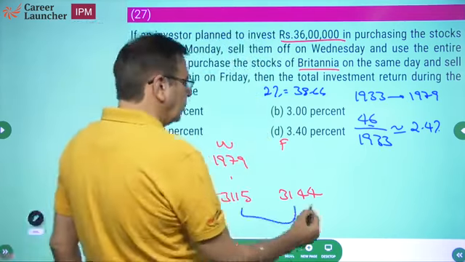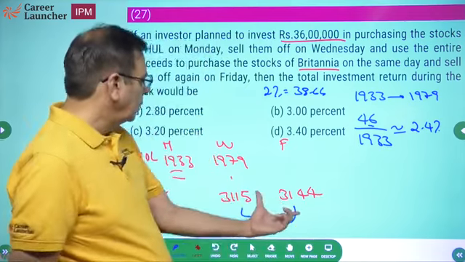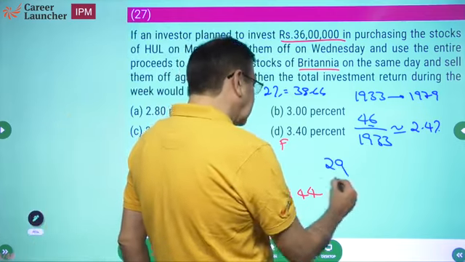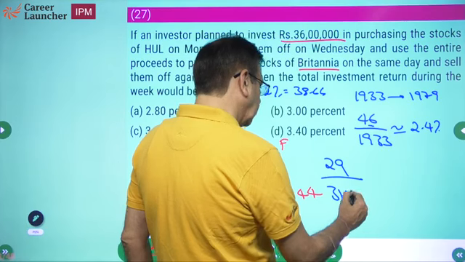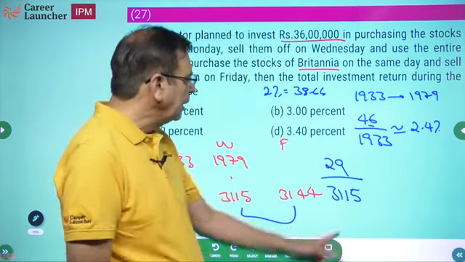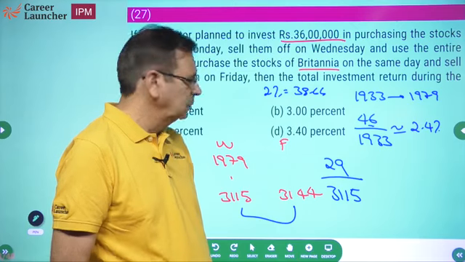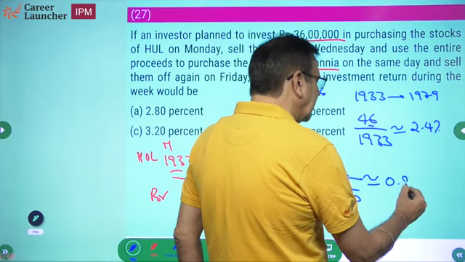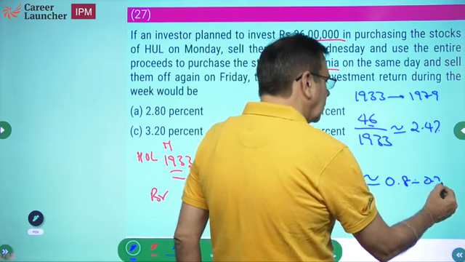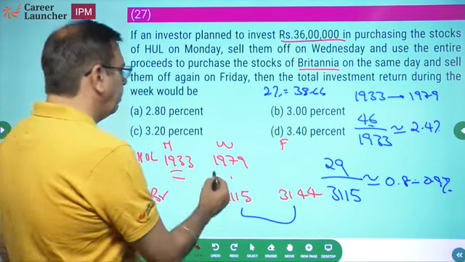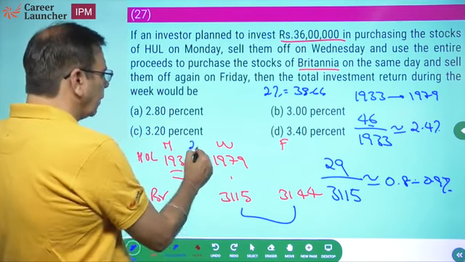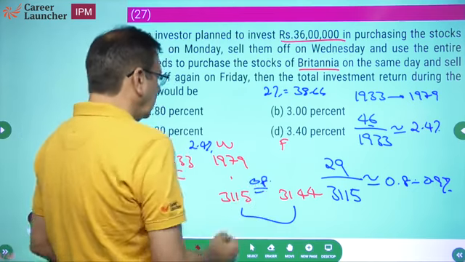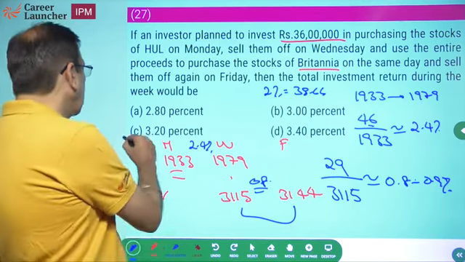Secondly, when you look at this, from 3115 to 3144. So 44 minus 15, 29. What is the gain? 29 is the gain on 3115. 10%, 311. 1%, 31. About 0.8, 0.9%. So this is going to be approximately 0.8, 0.9%. So you have approximately 2.4% profit here. You have approximately 0.8 or 0.9% profit here. Total will be about 3.2% profit. I will go with this.